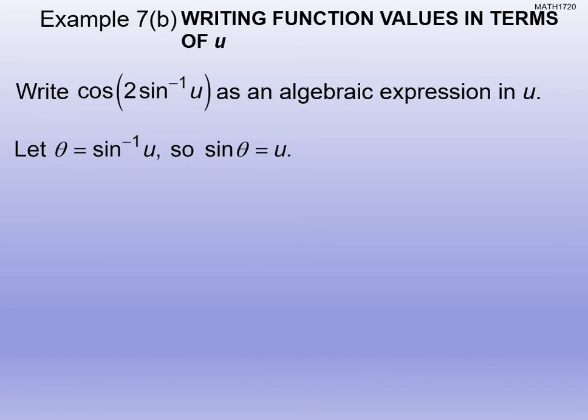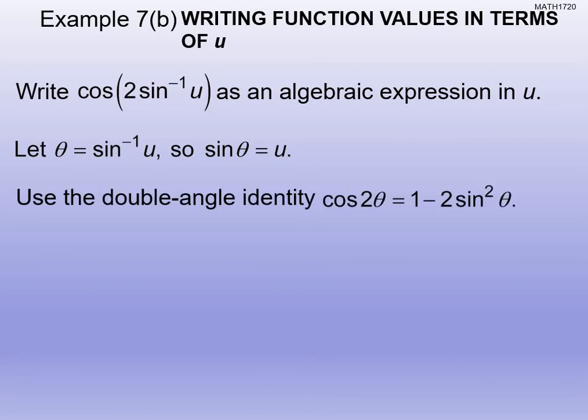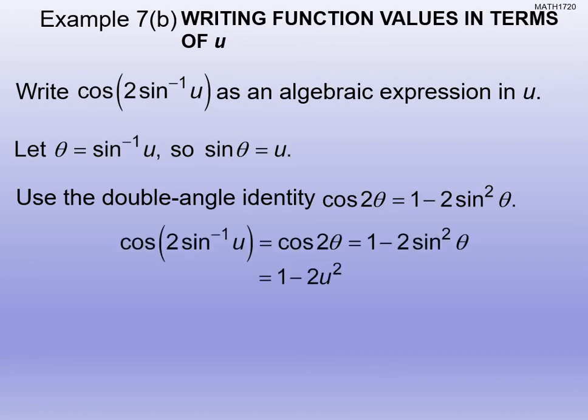Then we have to find that adjacent side. It's going to be 1 squared minus u squared, all square rooted. But since we have sine, we have to make sure we choose the right double angle identity. So cosine of 2 theta is 1 minus 2 sine squared theta. And we're going to substitute all that in. We can do it this alternative way. Since we know cosine of 2 sine inverse of u is equal to cosine of 2 theta, which is 1 minus 2 sine squared theta, we can rewrite that as 1 minus 2u squared.